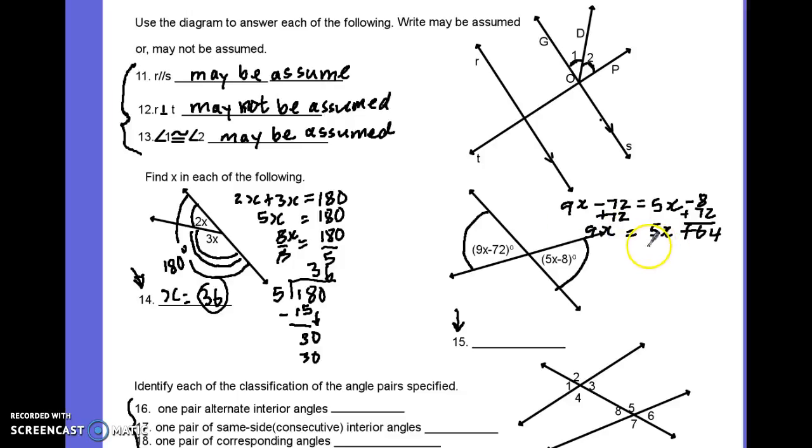And over here we have 9x equals, and now we're going to move the variables to the left. So we want to move away the 5x from the right side of the equal sign, and we do that. Subtract, because this is understood to be positive. This was gone. This is gone. 9x take away 5x is 4x equals 64.